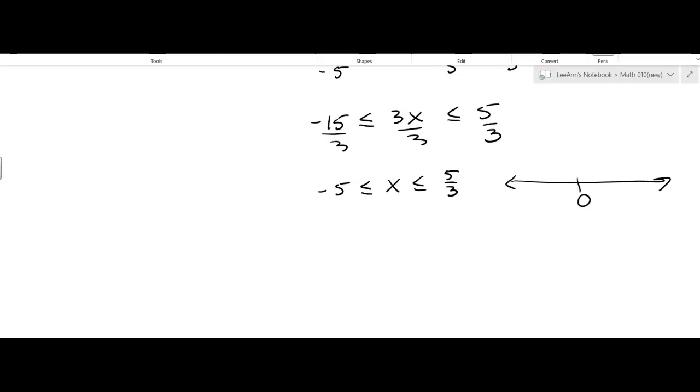So where's 5/3? 1, 2, 3. Okay, 5/3 is like what? 1 2/3? So it's about here, I'll say, 5/3. And it's going to get a square bracket. And then we're down here at -1, -2, -3, -4, -5 with a square bracket and everything in between. And then the interval is written square bracket -5, comma, 5/3 square bracket.